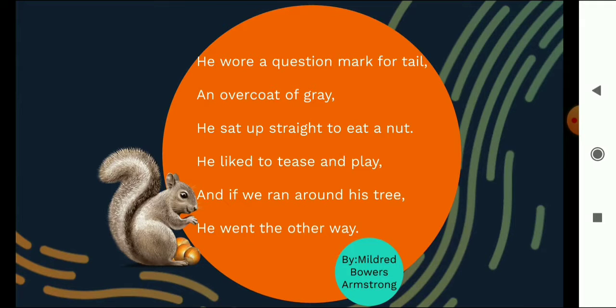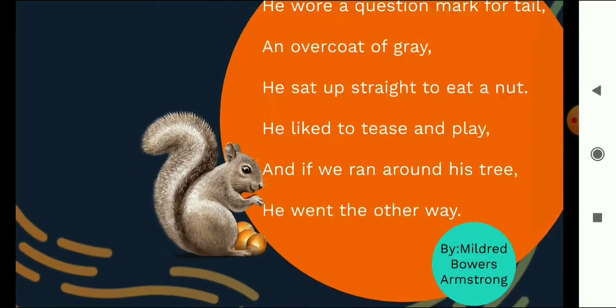And if we ran around his tree, he went the other way. What does it mean? It means that if you go near his tree, if you go near the squirrel, he will go the other way. He will run away from you, because he's a very lively, very happy sort of a squirrel, right?